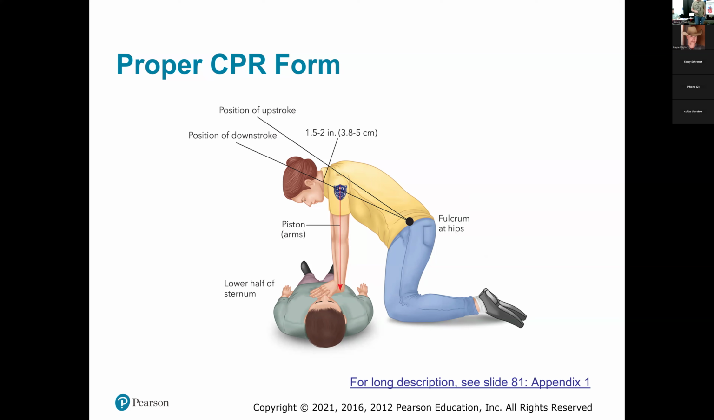So you can see here, not going to show up there, is it? Nope. So elbows are locked, hands are interlocked, up to the shoulder, shoulders over the arms, down. The pivot point is fulcrum at the hips. Okay.